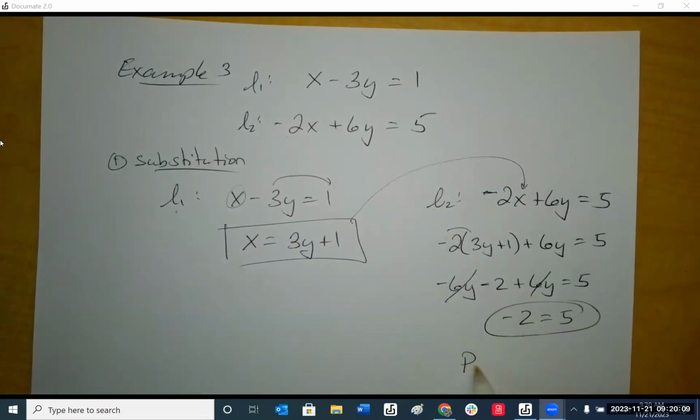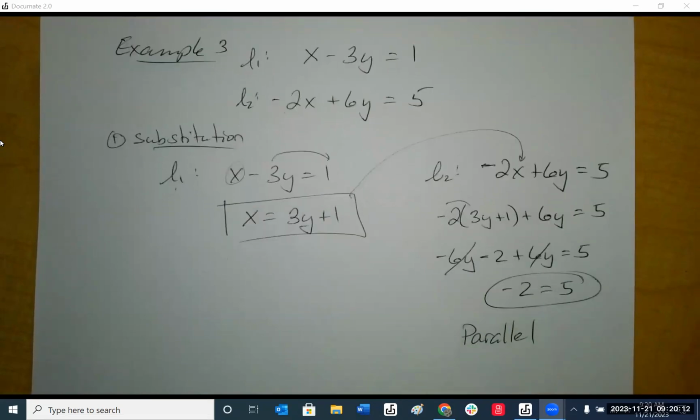So this means the lines are parallel. No solution.